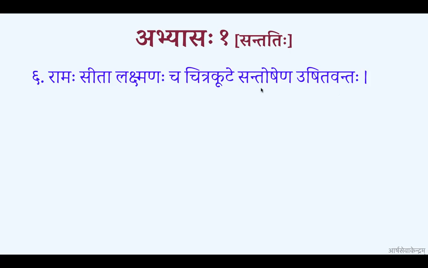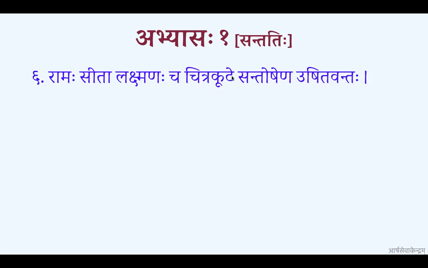Right? And कीदृशेन उषितवन्तः? सन्तोषेण उषितवन्तः. उत्तमं. उषितवन्तः क्रियापदं. के उषितवन्तः? रामः, सीता, लक्ष्मणः च उषितवन्तः. कुत्र उषितवन्तः? चित्रकूटे उषितवन्तः. कीदृशेन उषितवन्तः? सन्तोषेण उषितवन्तः. So strictly speaking, you can ask either way.